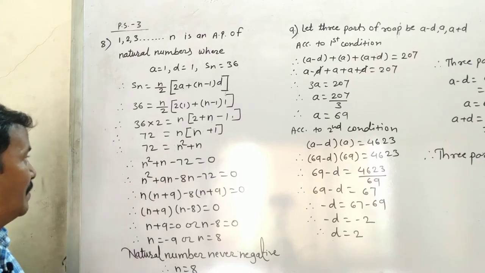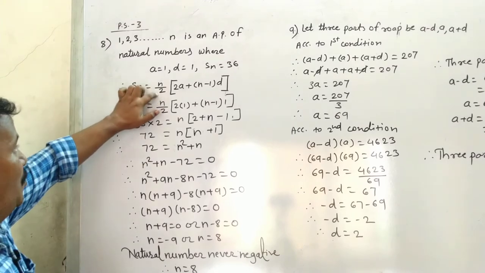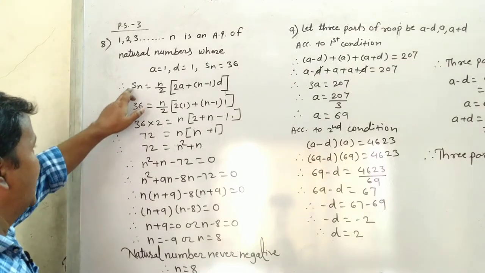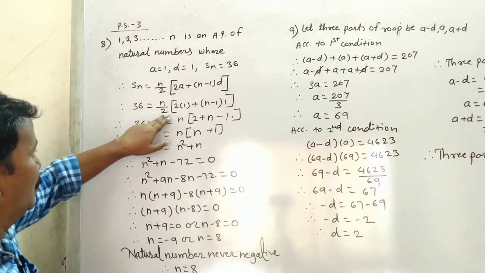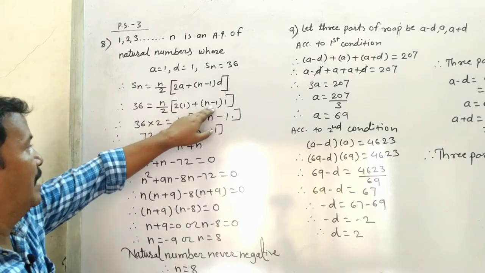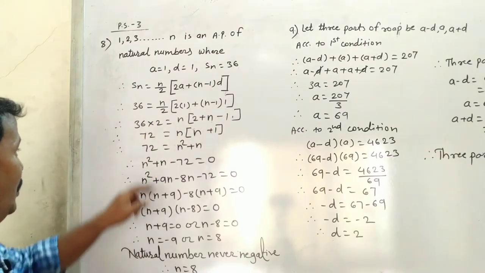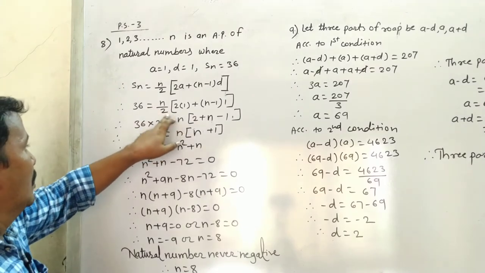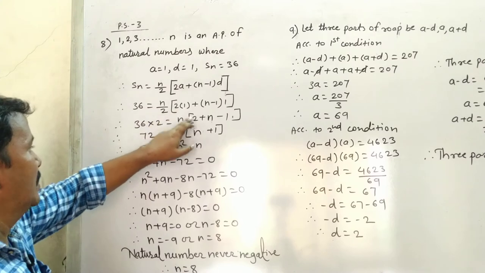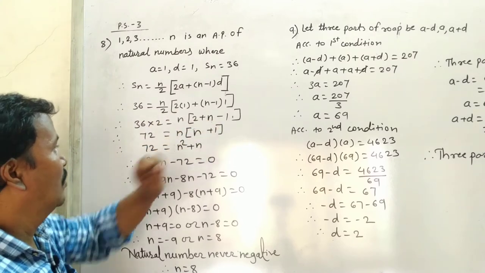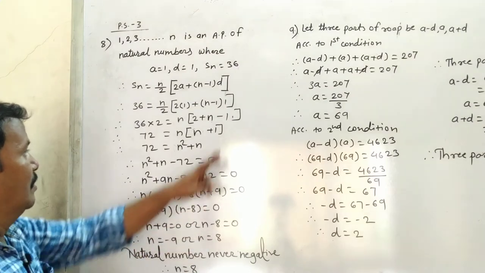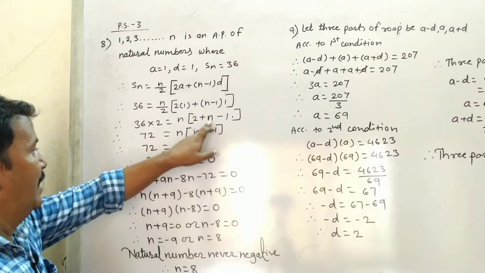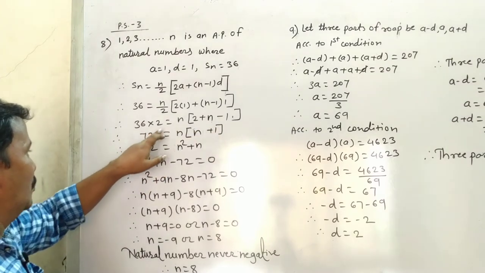Now directly apply the Sn formula. Sn is equal to n upon 2 into 2a plus n minus 1 into d. Now 36 is equal to n upon 2 into 2 into 1 plus n minus 1 into 1. The 2 is divided here and multiplied on the other side. 36 into 2 is equal to n into 2 ones are 2 plus n minus 1. Now see, 1 is multiplied. 2 minus 1 is 1 and n stays as it is. 36 into 2 is 72.